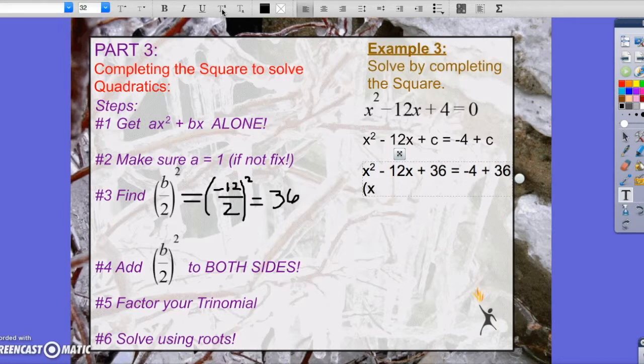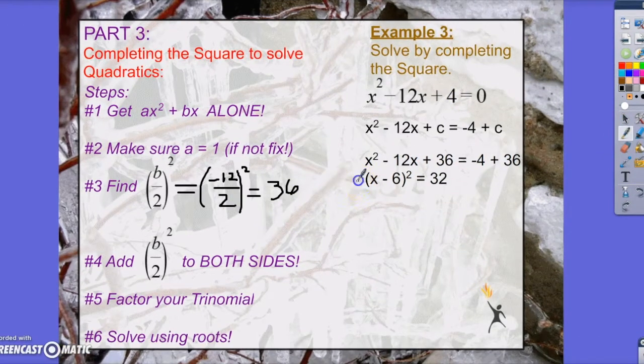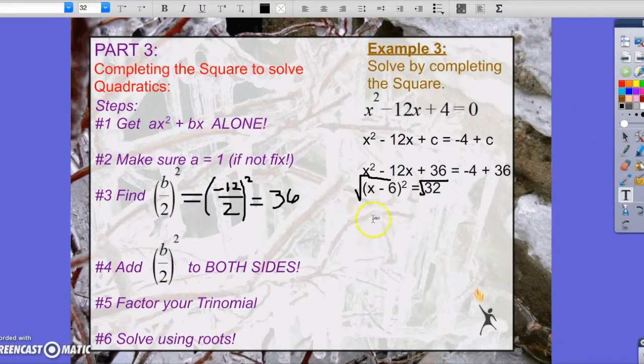When I factor the left, I now get this, x minus 6 quantity squared equal to 32. And I know now, so step 5, we factored it, now we're going to solve using roots. So we take the square root of both sides. Actually, it's working out better if I type it here. I might have to add 1 or 2 things. X minus 6 equals, I'll write the plus minus in a minute.